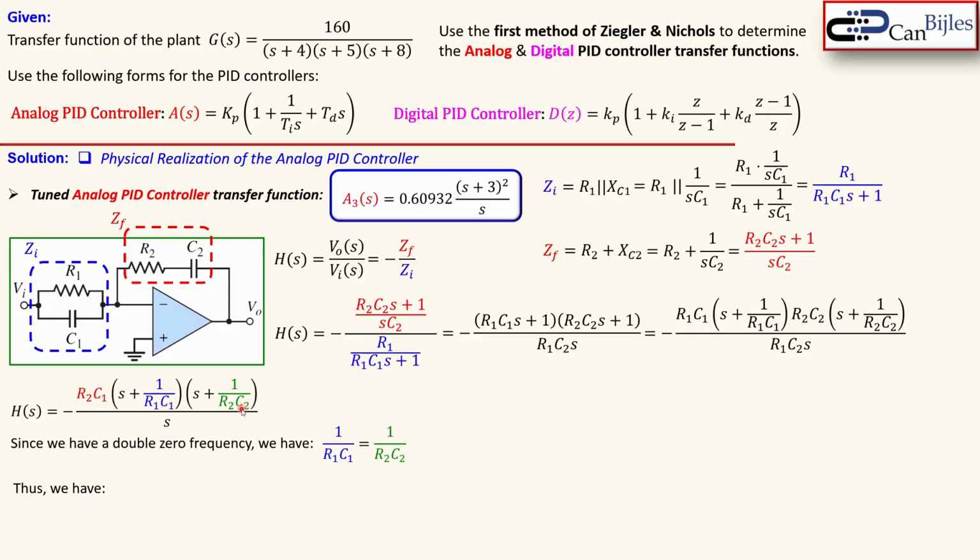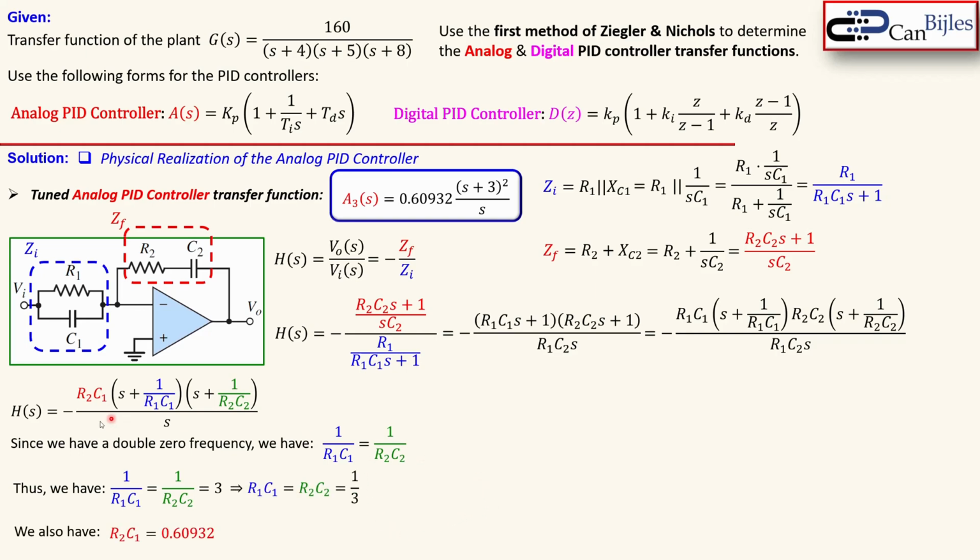That has to be because I have here S plus 3 times S plus 3 over S. So I cannot make this different. So we have this: 1 over R1 C1 is equal to 1 over R2 C2 is 3. Or R1 times C1 is equal to R2 times C2 is equal to 1 over 3. So the product of the components must be 1 over 3, that's shown here.